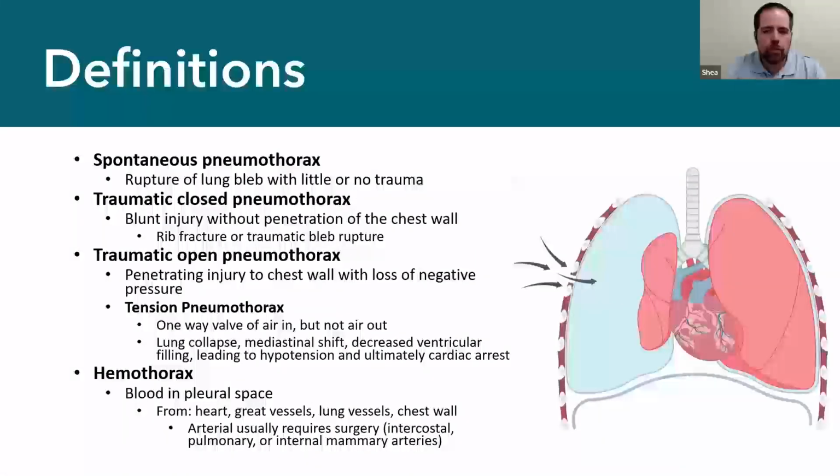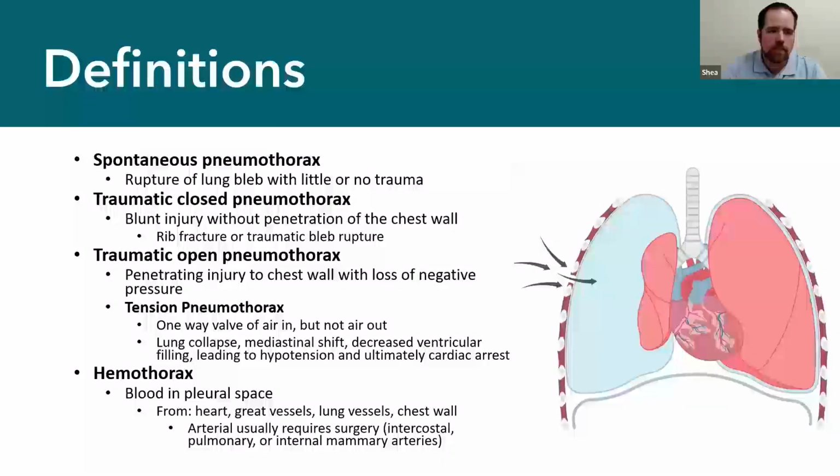So going through how we define the different types of injuries that can occur. We talk about a spontaneous pneumothorax. We see this a lot in young, tall, thin people, predominantly males. We also see it in our COPD and emphysema patients, where they get a rupture of a bleb, really no trauma. Sometimes with the history, there might have been a small incident, but typically this is not your classic auto-pedestrian accident or blunt trauma to the chest.